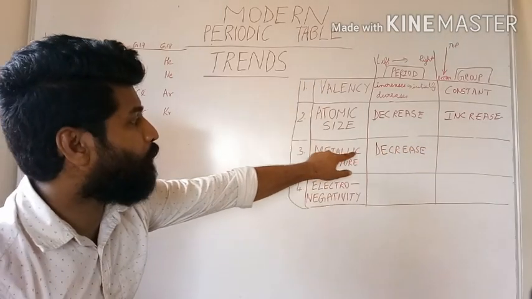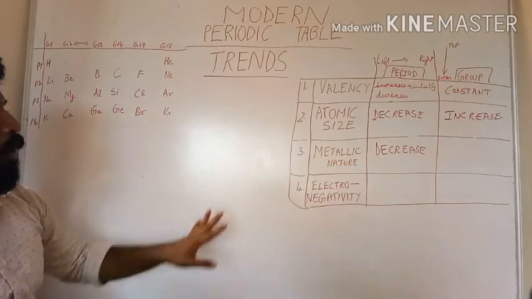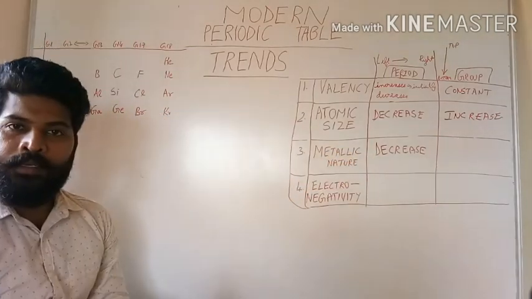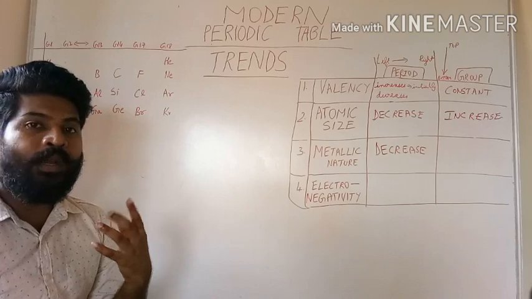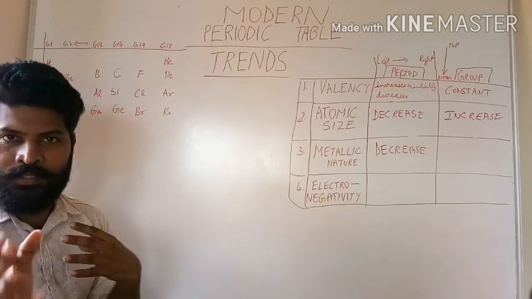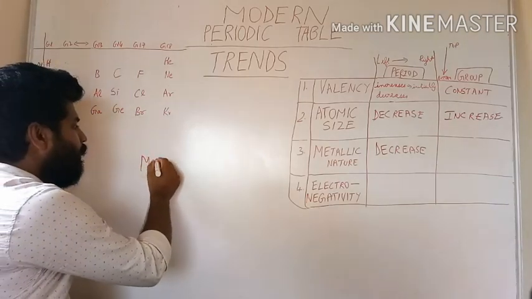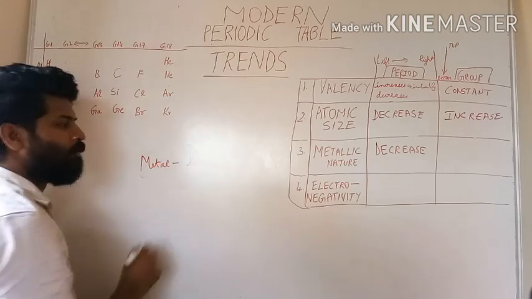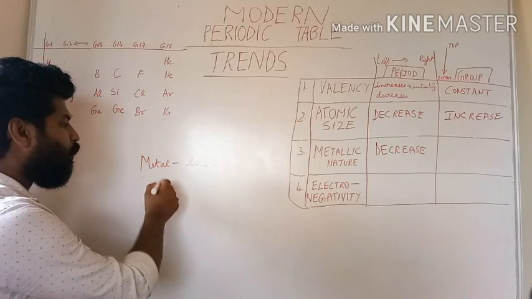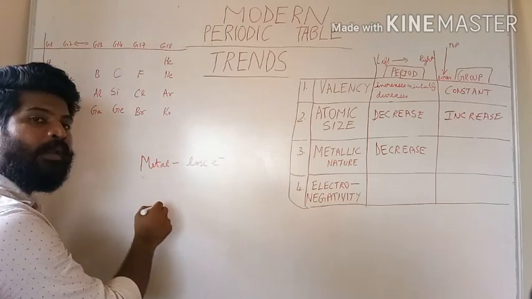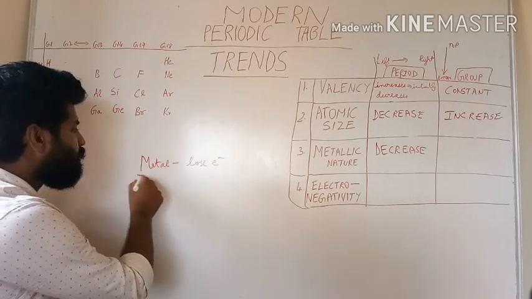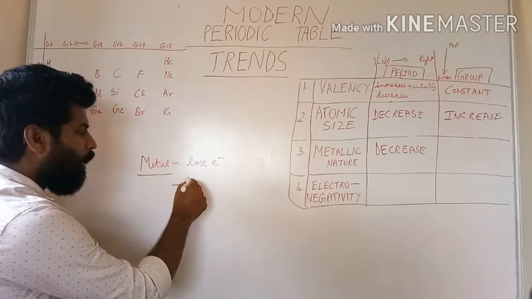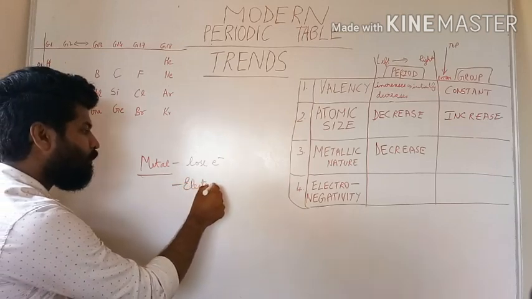Why does metallic property decrease? Once again, what is a metal? A metal is something that will lose electrons. After losing an electron, a metallic atom will get a positive charge. So metals are electropositive.